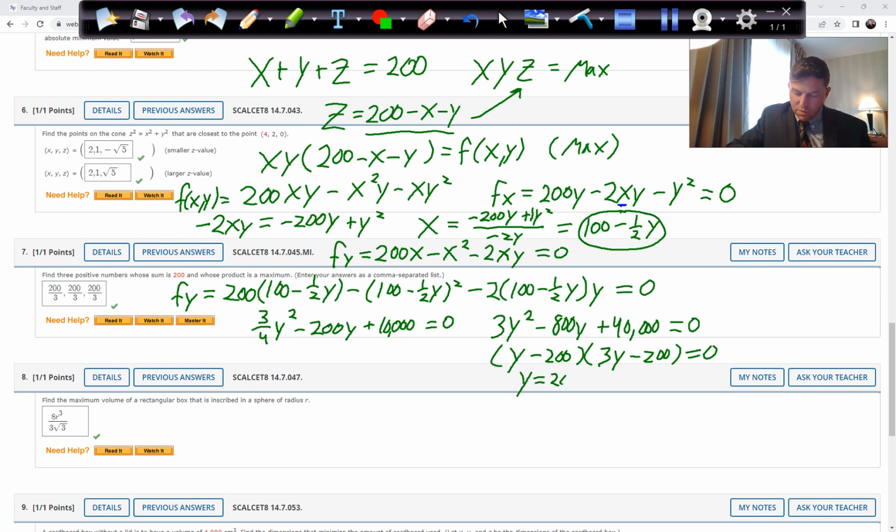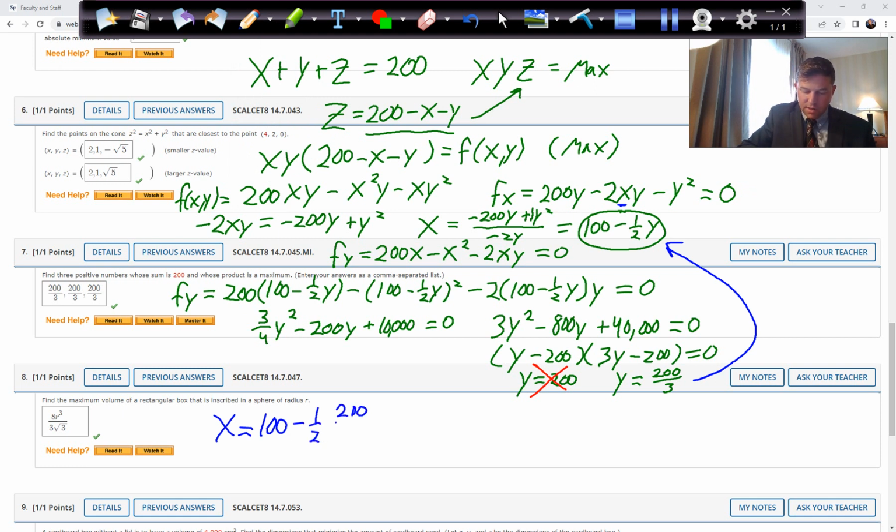Now this gives us two answers for y. One is when y is equal to 200, and the other is when y is equal to 200 divided by 3. Now y equal to 200 would make no sense. If y was equal to 200, the other two numbers would be equal to 0. And then when you try to maximize their product, it's just going to be 0 because two of them are 0. So we're not even going to work with this one. It doesn't make sense to. But let's try y equal 200 over 3. So the first thing we're going to do is we're going to back substitute that into our x equation. So we know x is equal to 100 minus 1/2 of y, but y is 200 over 3. So we get x is equal to 100 minus 100 over 3. And that is also equal to, when you combine lowest common denominators, 200 over 3.